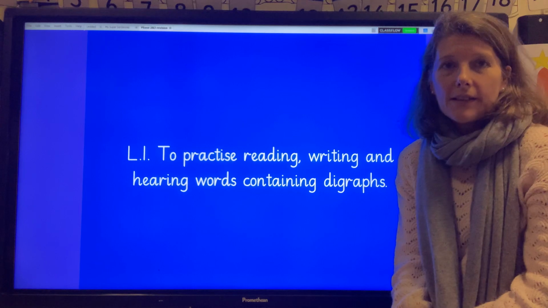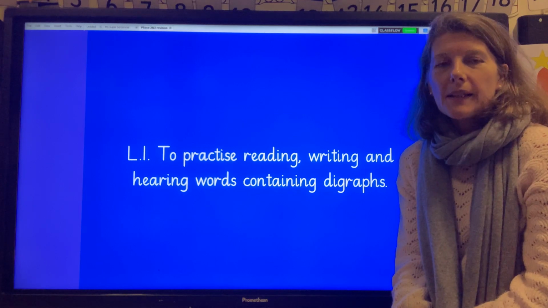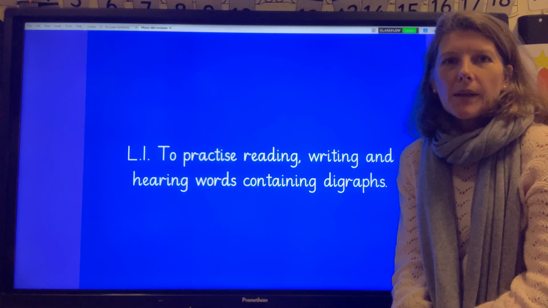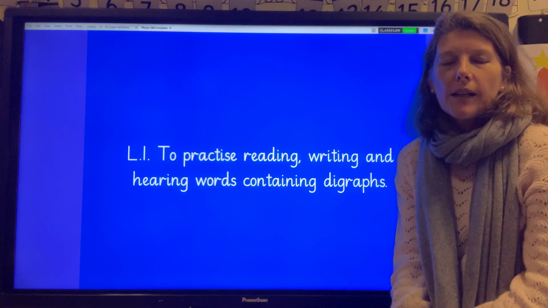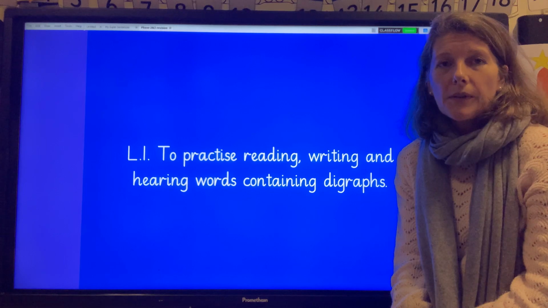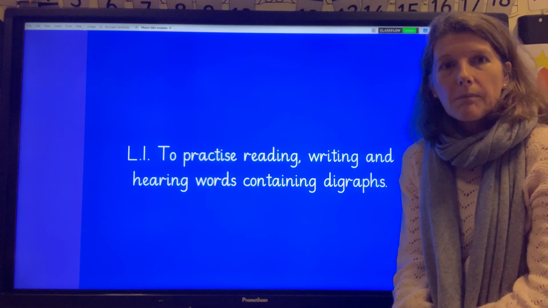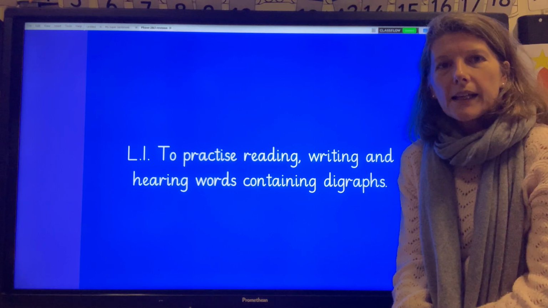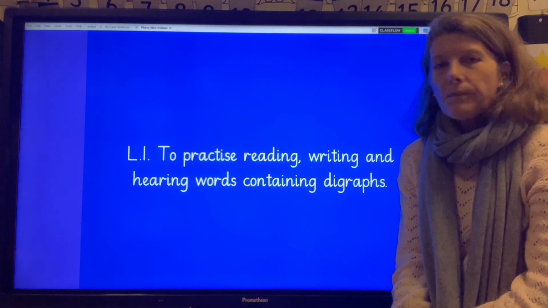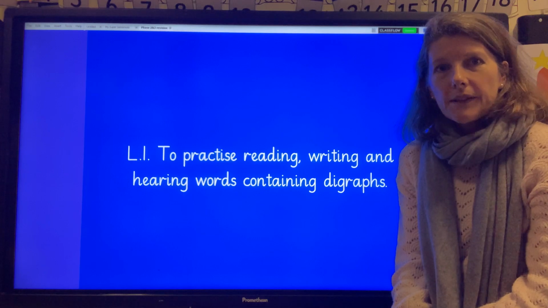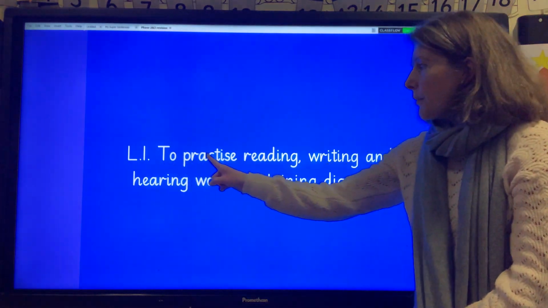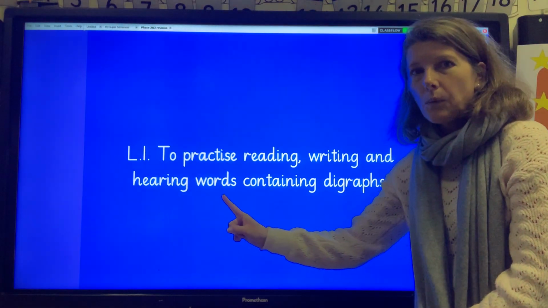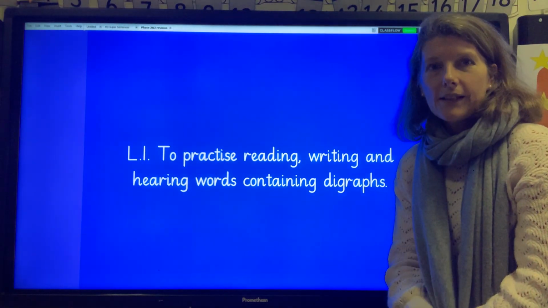This is the last revision session that we are going to be doing this week, so we've just taken a bit of a pause and spent some time really looking into the digraphs that we've been learning in the past few weeks to try to embed learning and apply it in many different ways. So today is the last session of that, so let's have a look at our learning intention for today, which is to practice reading, writing and hearing words containing digraphs.